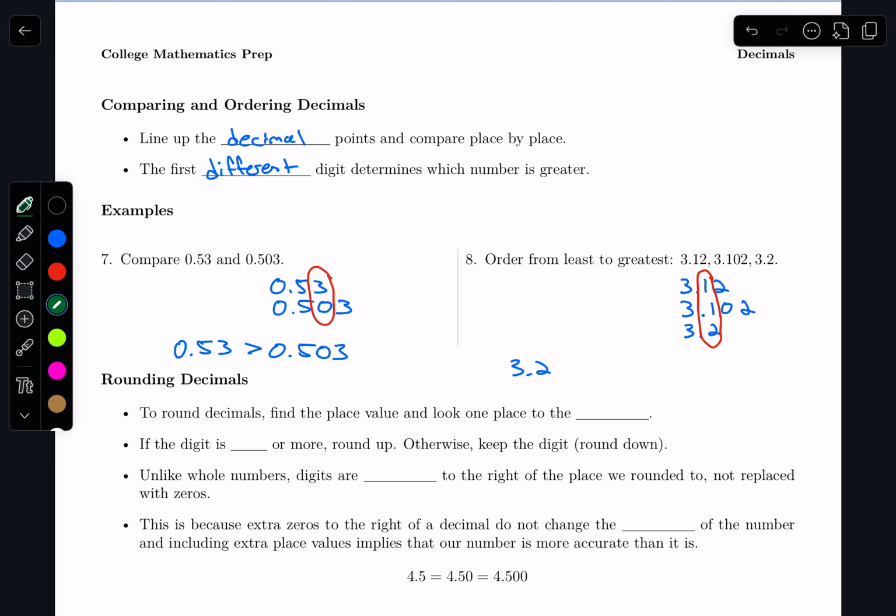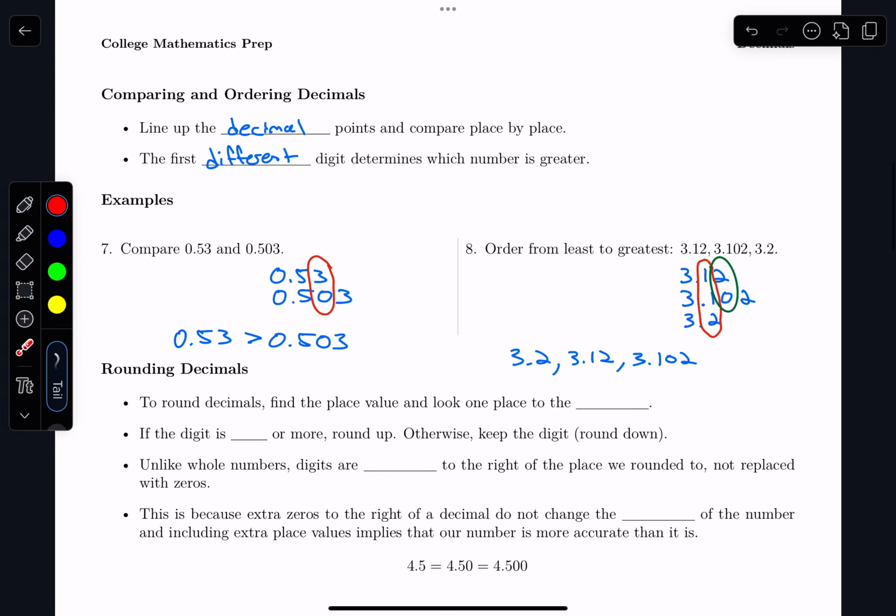Then we look at the next place value to compare the last two numbers. We have a 2 and a 0, so the 2 is bigger than the 0, which means 3.12 is going to be bigger than 3.102. So we took 3.2 first because it had a 2 in the tenths position, so it was the biggest. Then we were only comparing these top two numbers, but a 2 in the hundredths position is bigger than a 0, so 3.12 was bigger than 3.102. Comparing numbers is really just a matter of going place value by place value.